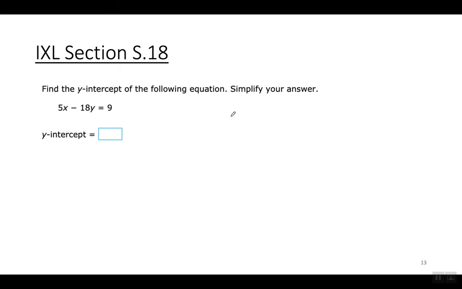All right, find the y-intercept of the following equation. So since I'm looking for the y-intercept, I'm going to make x equal to 0. I like to repeat things over and over again so that hopefully you'll remember it.